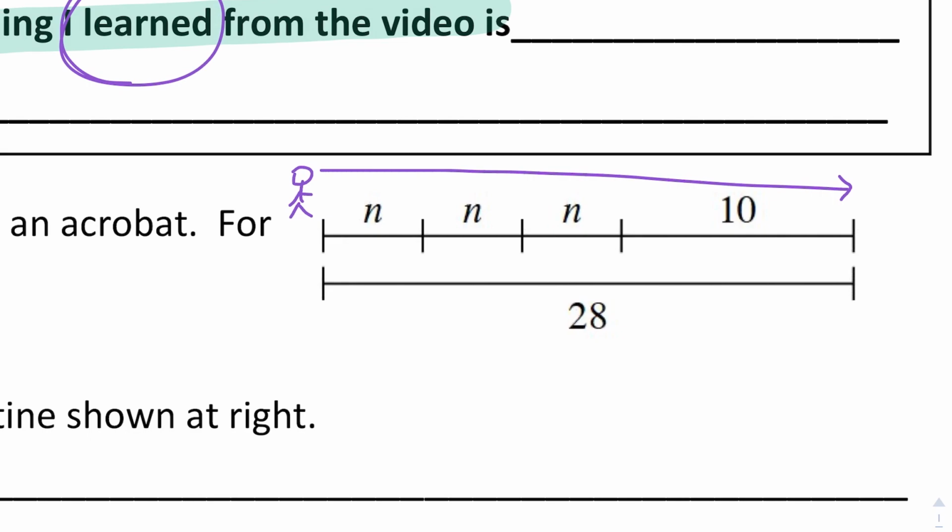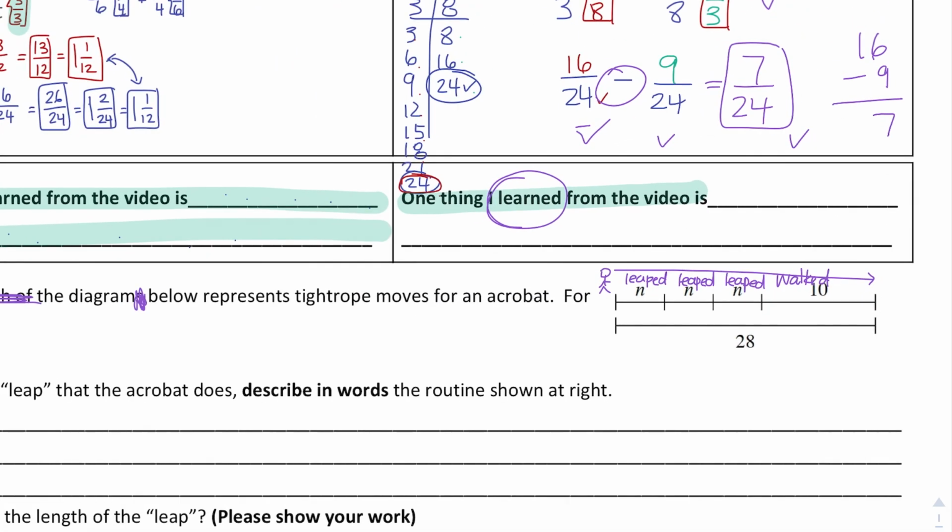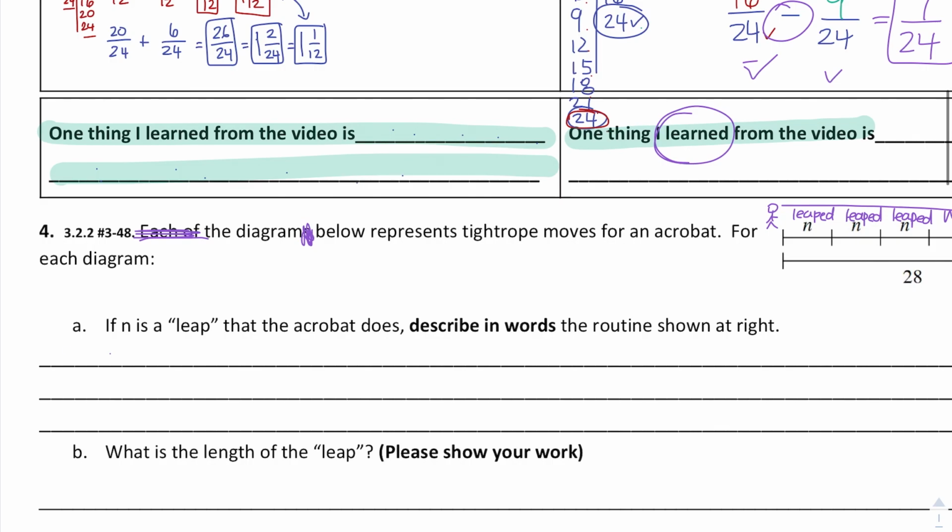So if it says N is a leap, that means he leaped here, leaped again, and then leaped for the third time. Then he walked 10 feet or 10 steps, whatever it may be. That's when you needed to write right here in A. Okay, so I'm going to go ahead and write that down.